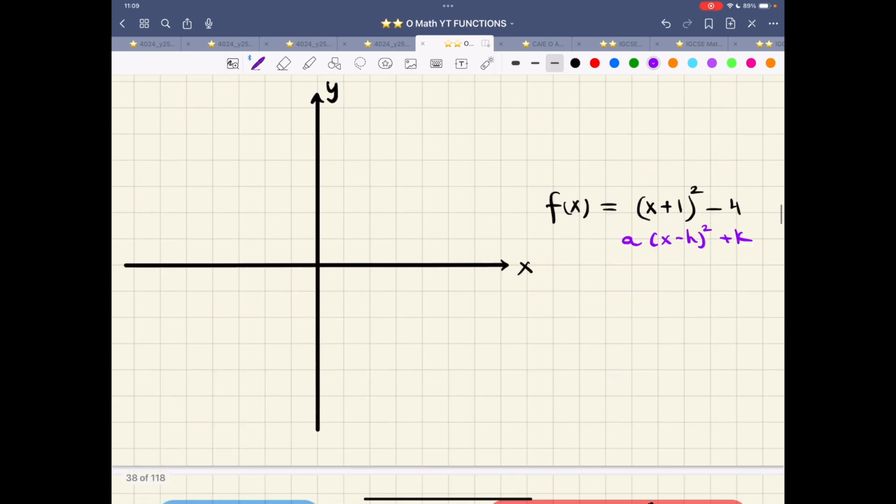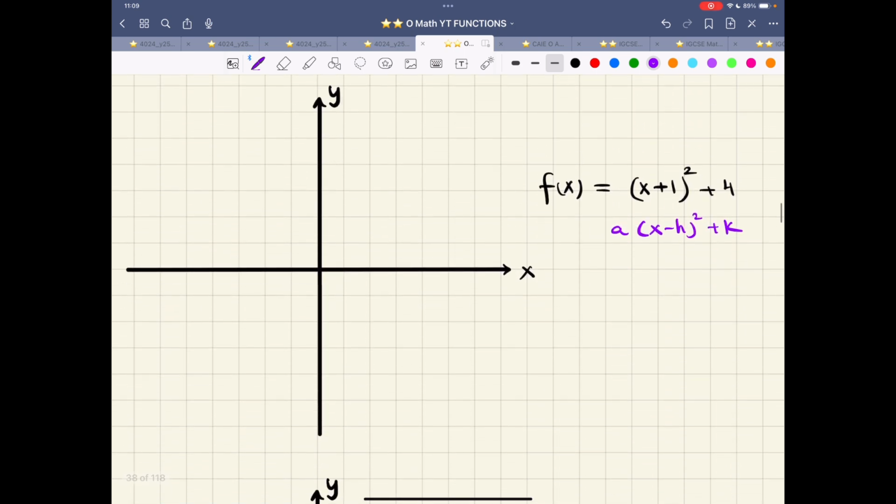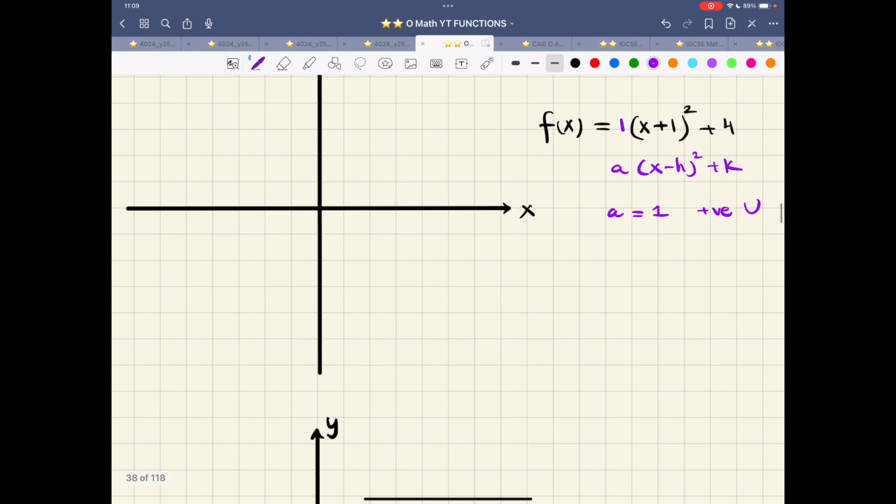Okay, so now coming back to this. Over here, a is 1. A could be something else also. I deliberately chose 1. A is 1, positive. That's the shape. And over here, minus h is 1. Therefore, h is negative 1. k is 4. Therefore, negative 1 comma 4. That's the coordinate of the turning point.